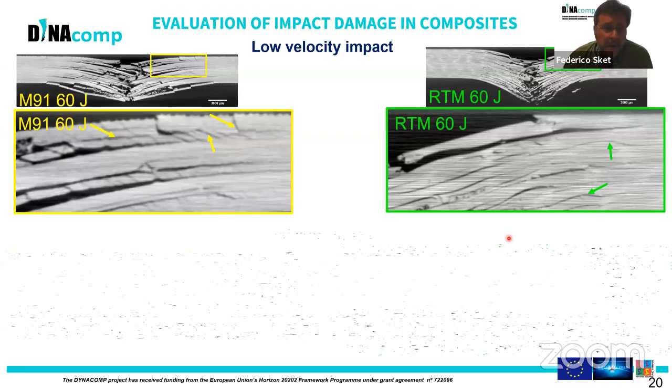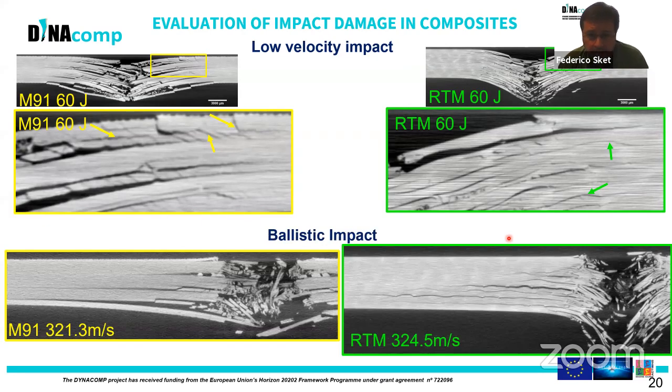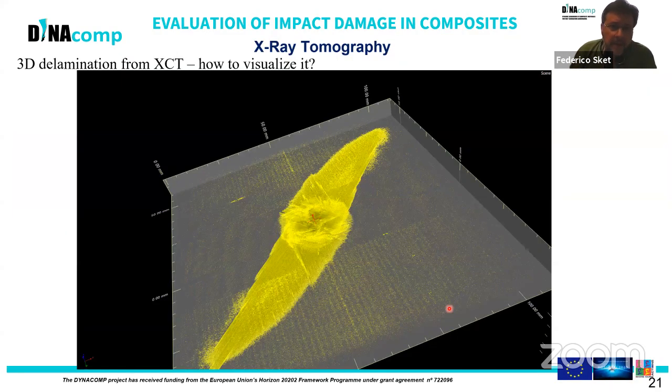So I show here just for comparison results from ballistic tests in which the bullet impacted here in the center. What it is possible to observe here is how the damage extends beyond what was found for low velocity impact specimens, indicating a change in the formation mechanism. I will not enter in detail here, but let's see how we can visualize or evaluate this damage.